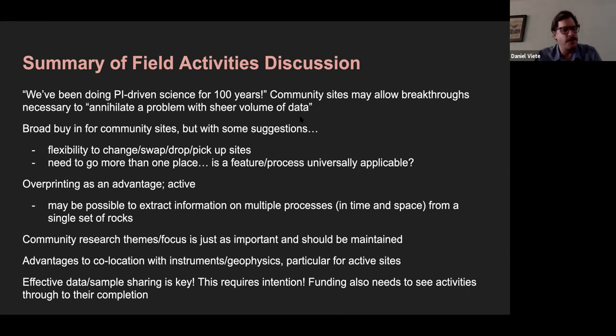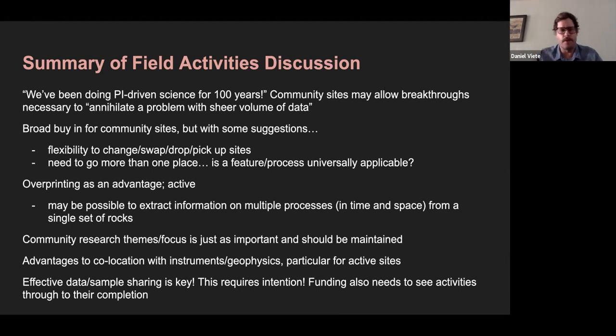And another thing that was brought up is that it would be good to go to more than one place. Just because one place shows a process or a feature doesn't mean that that process or feature is universal. So basically using multiple sites to explore things more globally and universally.